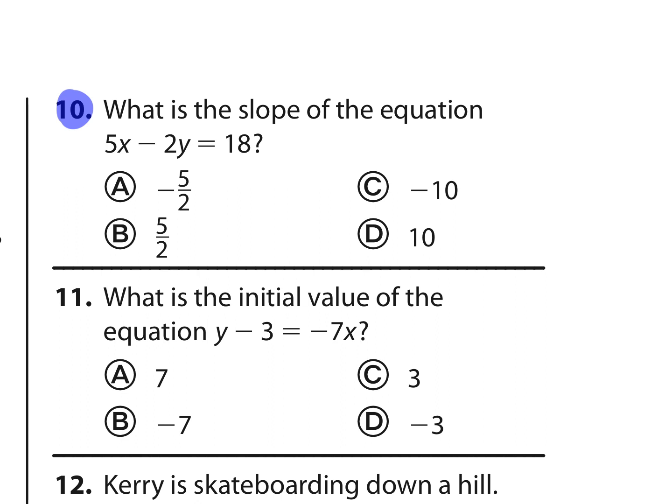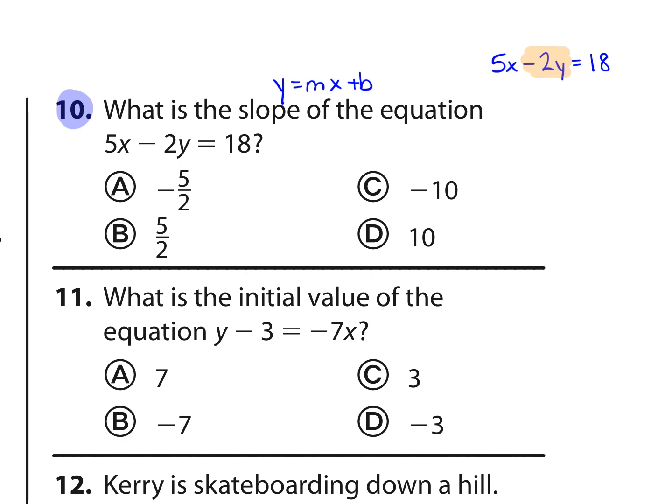Number 10, what's the slope of this equation? So if the equation were already in y equal mx plus b, which is what it needs to be in order to determine the slope, then this would be a quick one to just look at and answer, but it's not in that form. So let's think about what we need to do. We need to get this term negative 2y by itself.